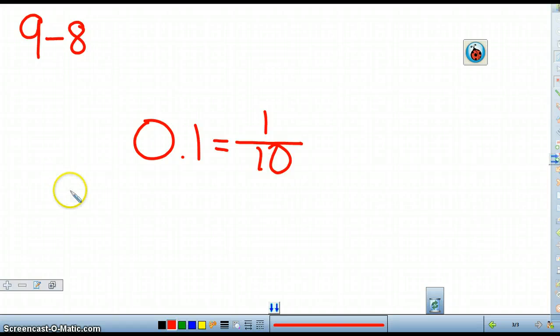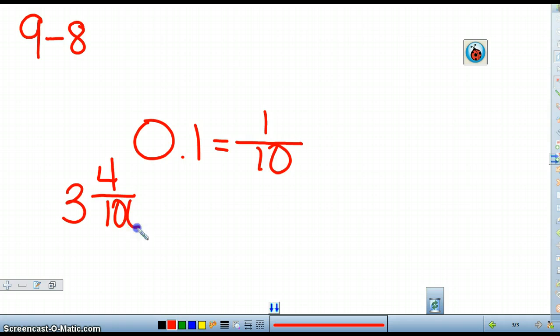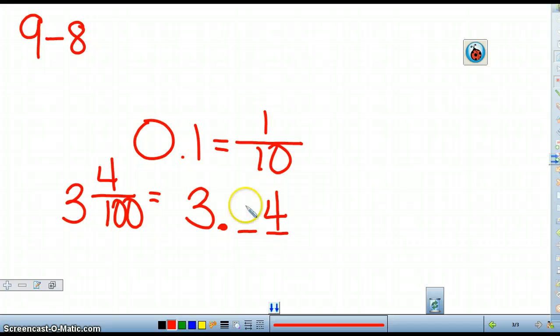If you have something like this, a mixed number, I'm making this up now. How do you say this mixed number, Hadley? 3 and 4 hundredths. So I need to make a decimal that says that 3 is my whole number in the front. And is always my decimal point. My decimal point always says and. 3 and 4/100. Tenths, hundredths. 4 is going to go in the hundredths. So what's going to go right here, Abby? A 0. 3.04.